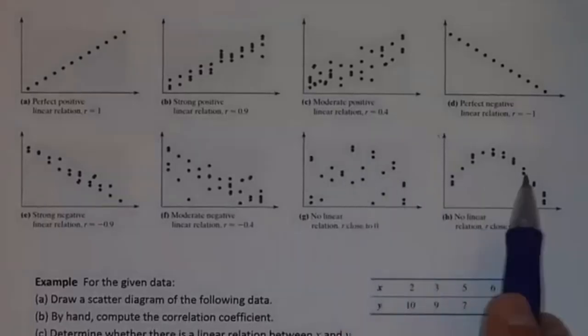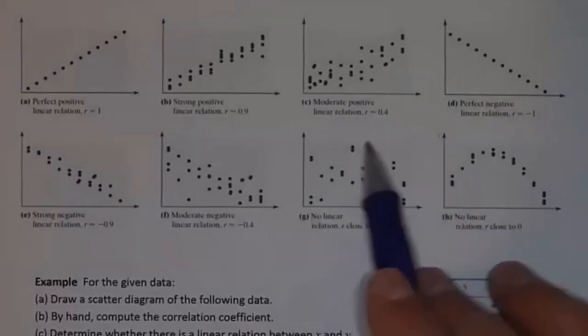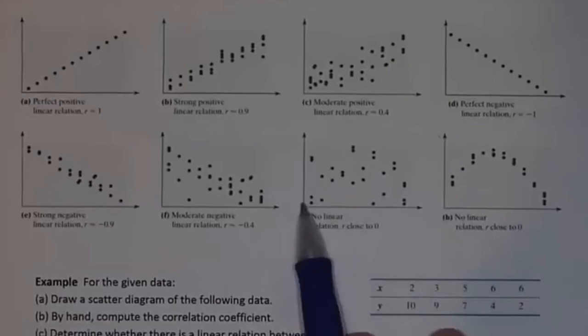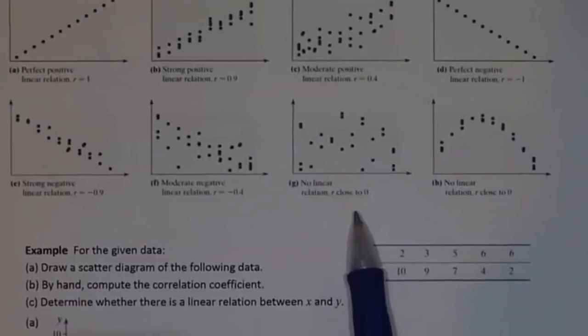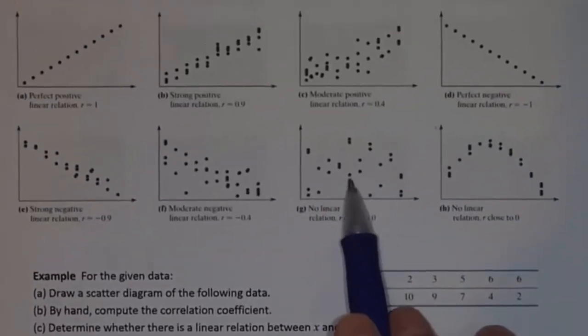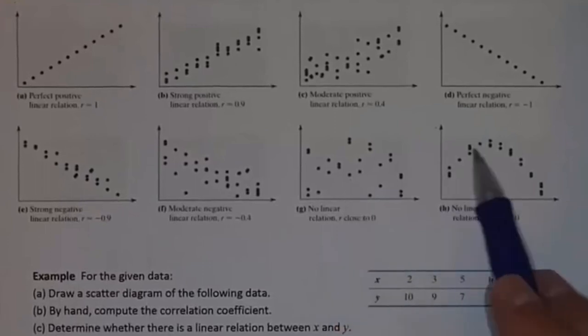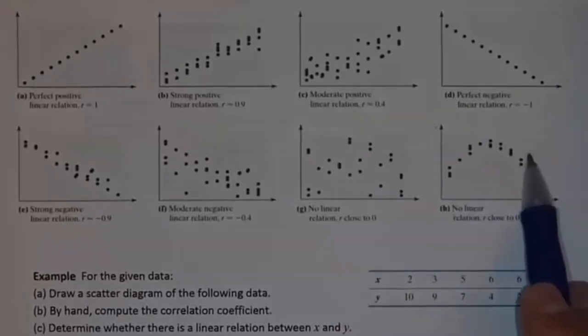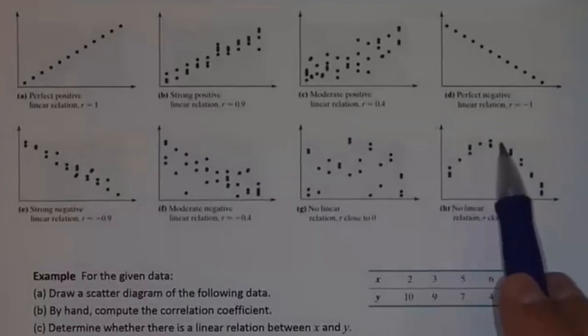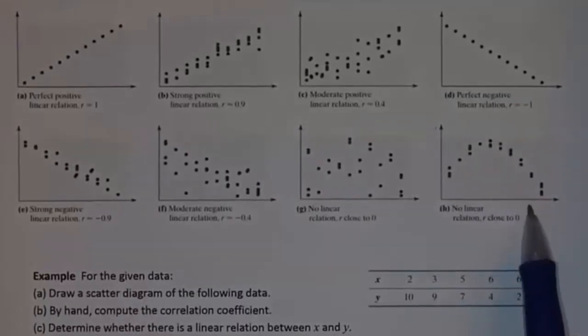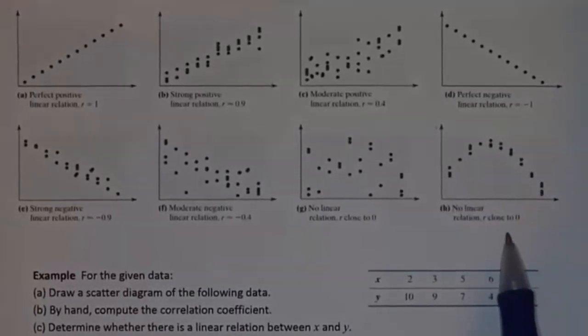And then, as I've mentioned before, when we have no upward or downward trend, either one, we just have points kind of all over the place, this would be a case where R would be close to 0. And likewise, if I have a relationship like this, there maybe is a relationship, just not linear, so R would be close to 0 on that.